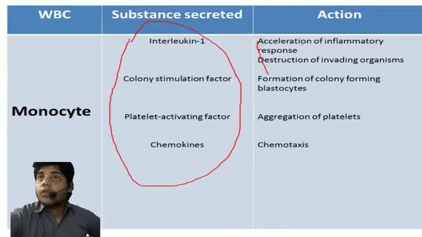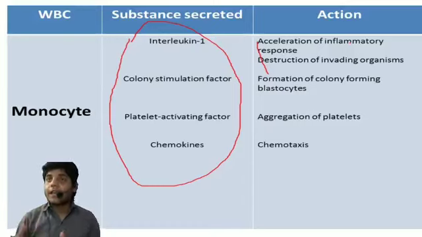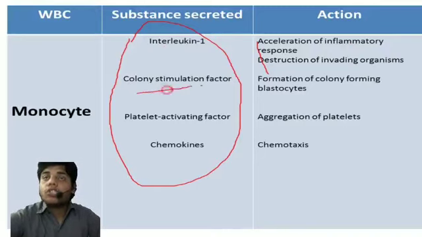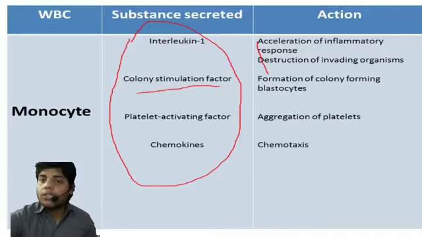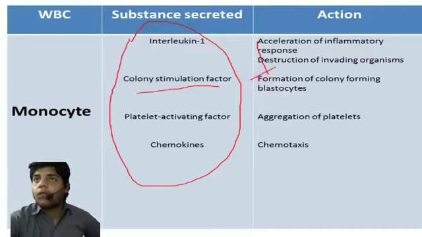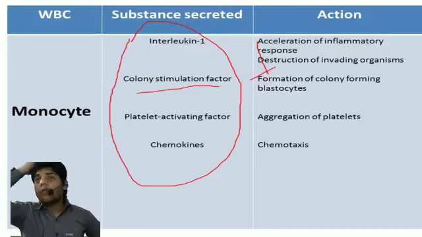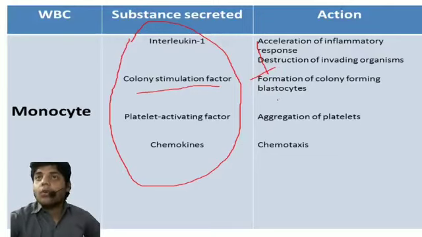And the action of interleukin 1 is the acceleration of inflammatory response. Means they can accelerate the inflammatory response. They can destroy the invading organism. And we have colony stimulating factor. When this chemical is secreted, the action of this chemical is the formation of colony forming blastocytes. So they can cause what? They can cause the formation of colony forming blastocytes.